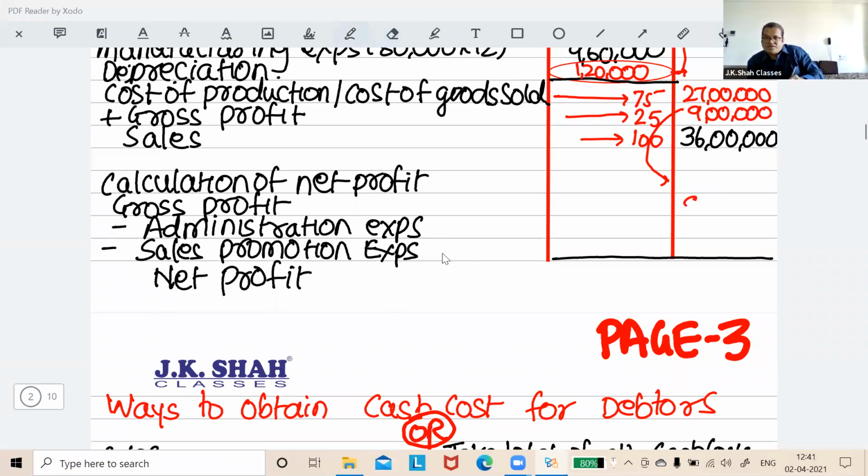So the gross profit is 9 lakh. From that, I will subtract the administration expenses, which happen to be 2,40,000. Okay, and sales promotion expenses are 1,20,000. So if you subtract all this, then we get a net profit. 9 lakh minus 360 came to 540.